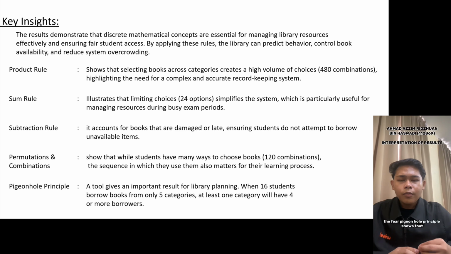The pigeonhole principle shows that when 16 students borrow books from 5 categories, at least one category will have 4 or more students. This means some categories are more popular, so the library should prepare extra books. Overall, counting ideas help the library manage books better and work more efficiently. However, real-life factors like student interest and late returns can affect the result. In conclusion, using counting rules helps improve the UNIMAS library borrowing system and ensures fair access for all students.